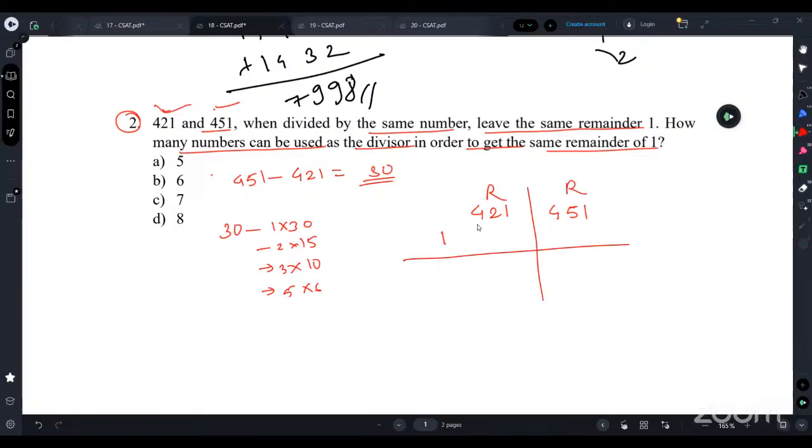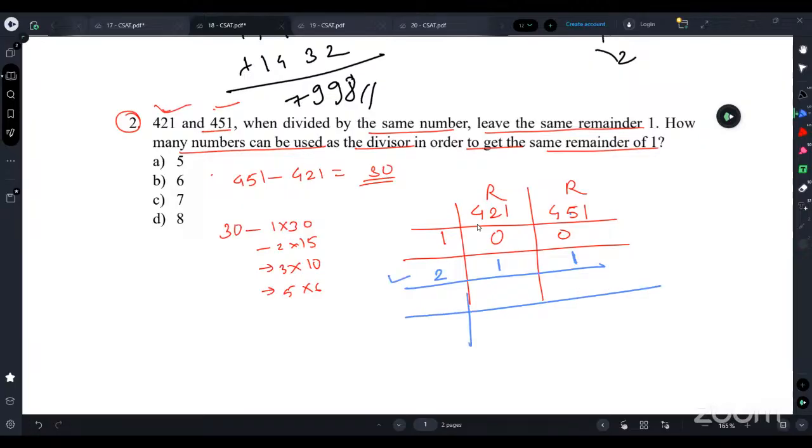So if I divide by 1, what is the remainder? I will get 0. So I cannot calculate this, right? Now let's take the second number, second factor 2. If I divide it by 2, I will get a remainder of 1 here. And if I divide 451 by 2, I'll get a remainder of 1. So I can count 2 in my summation, right?